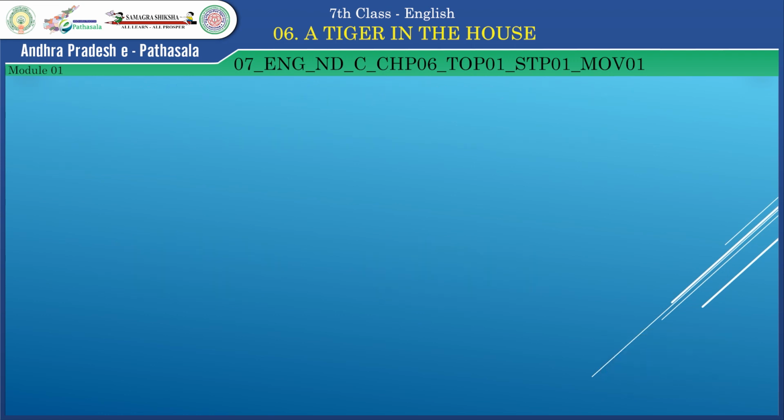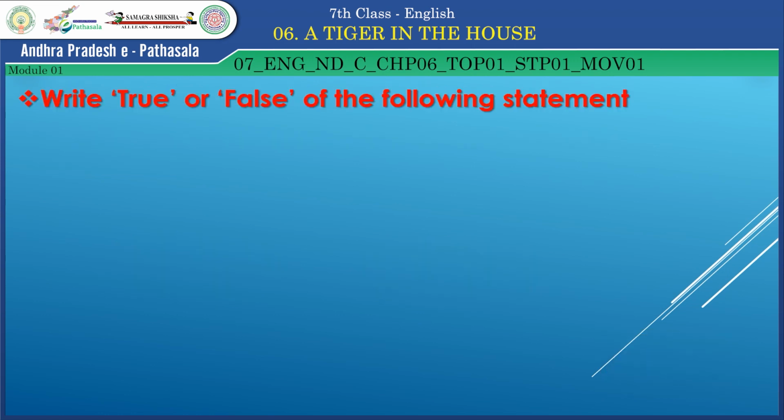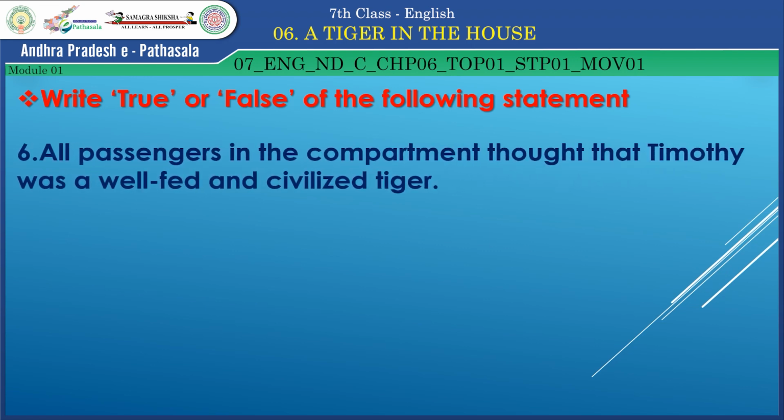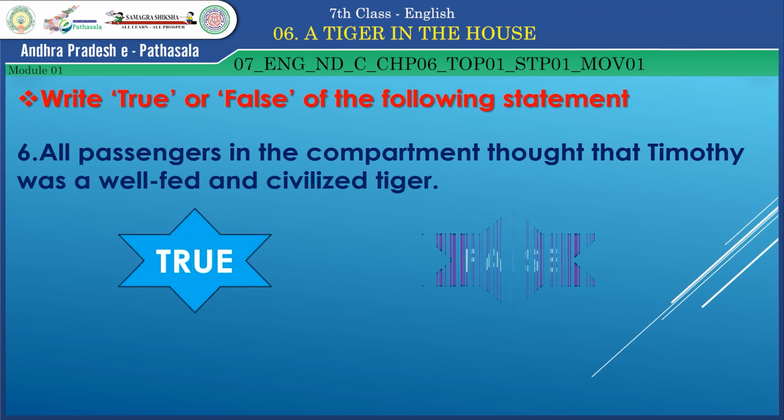Write true or false of the following statement. Question number 6. All passengers in the compartment thought that Timothy was a well-fed and civilized tiger. Is it true or false? What is the answer? Yes, you are right. Answer is false.